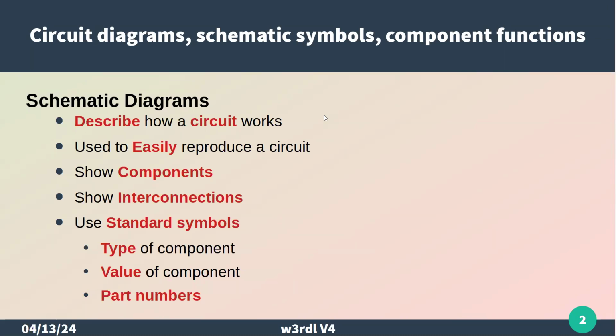They're used to describe how a circuit works and what the interconnections are, so that somebody can easily reproduce the circuit if somebody else wants to build the same thing or manufacture it. They show the components and the interconnection between the components. They use what we call standard symbols, which shows the type of the component, usually the value, and in some cases, the part number. You won't necessarily find all that information. It will depend.